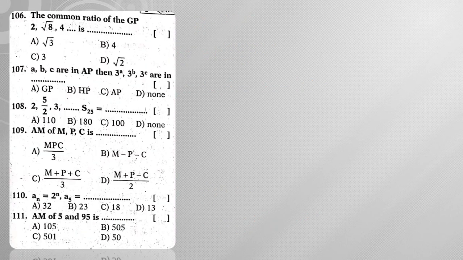Next, the common ratio of the GP. The common ratio of a GP means second term by first term. So that is nothing but root 8 by 2. How can you write root 8? Root 8 can be written as 2 root 2, so 2 root 2 by 2. The 2 gets cancelled, hence the answer is root 2.